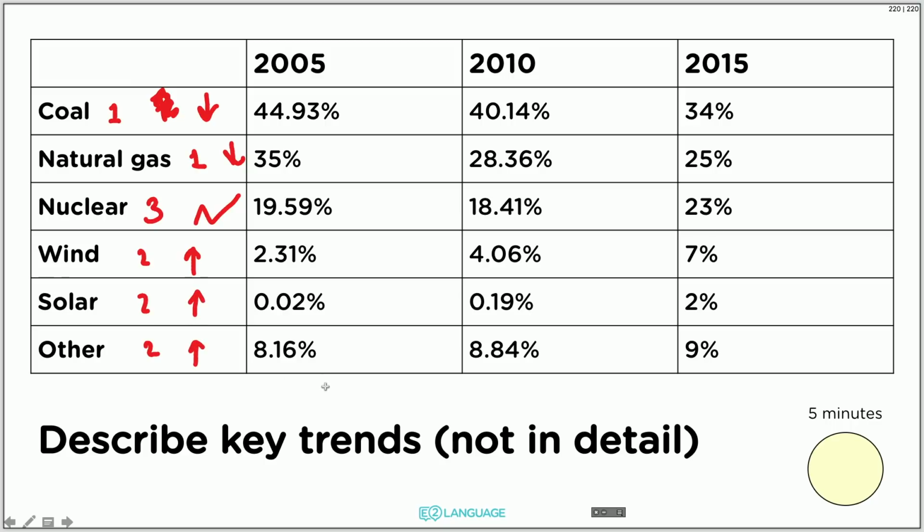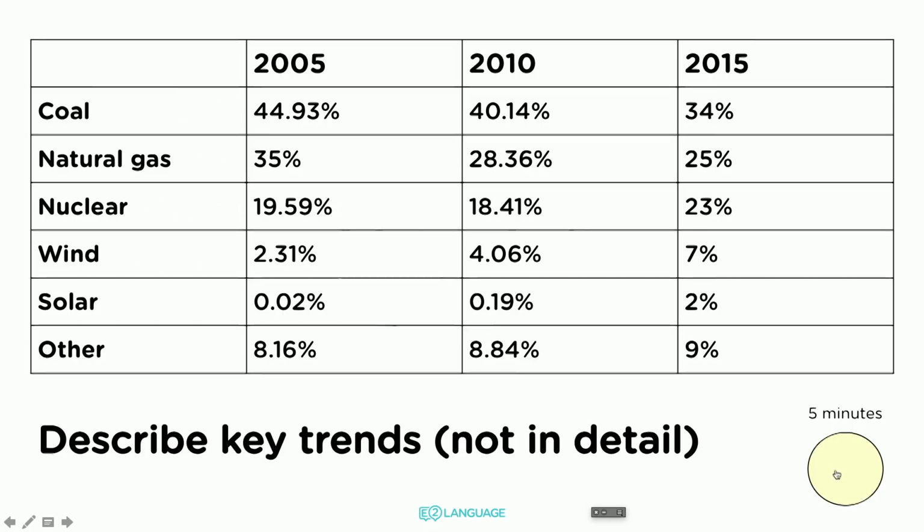So I want you to write 3 sentences. Sentence 1, about these 2 going down. Sentence 2, about these 3 increasing. And sentence 3, about how nuclear fluctuated. I'm going to give you 5 minutes to do that.